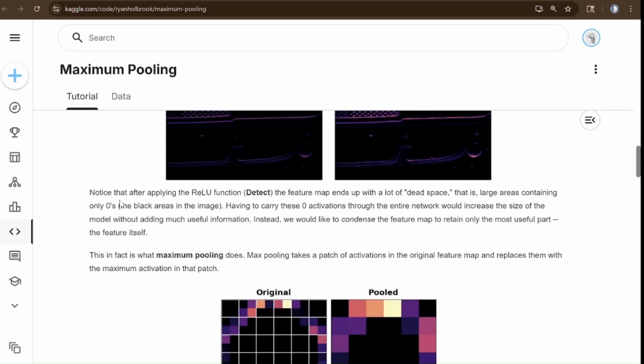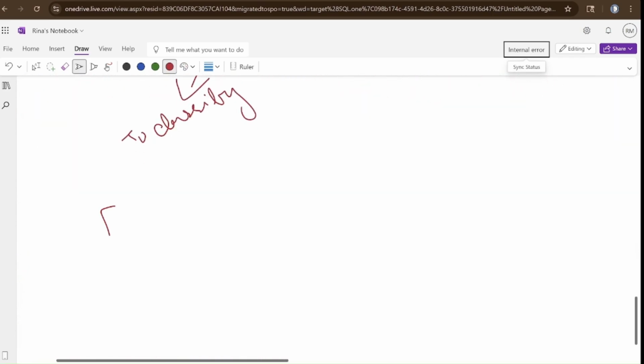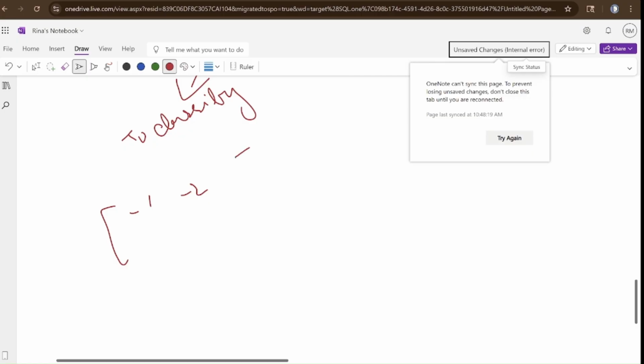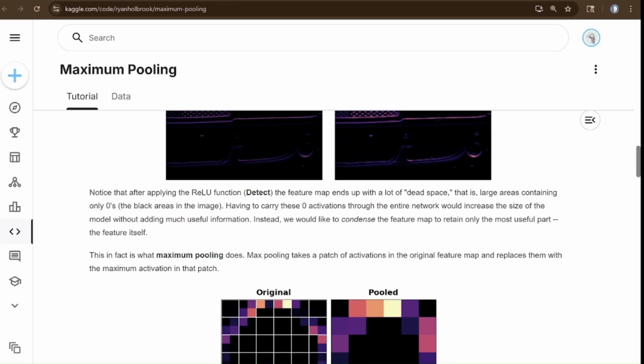Fine. Notice that after applying the ReLU function, the feature map ends with a lot of dead space. Why? Because you have seen that when you apply ReLU, if there is any negative pixel, ReLU makes it 0. So it becomes a dead space. It has a position, but it doesn't have any value. So large areas containing only zeros, the black areas in the image, and carrying these zero activations through the entire network would increase the size of the model without adding much useful information.